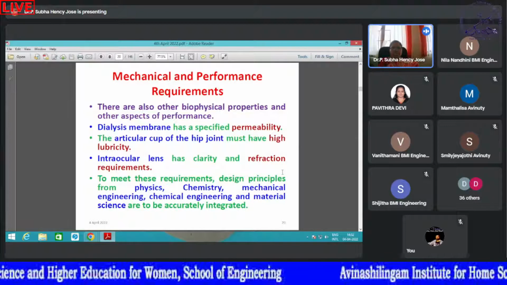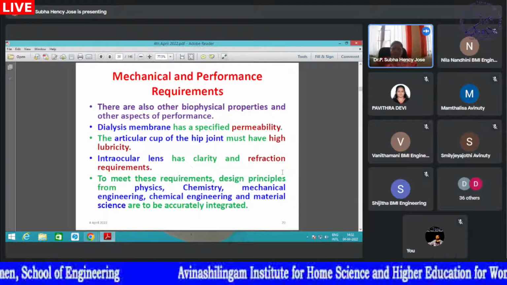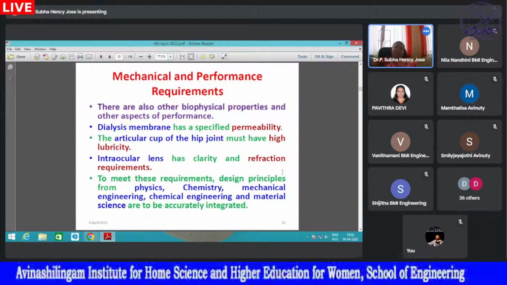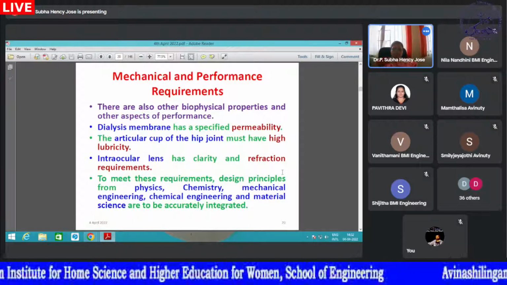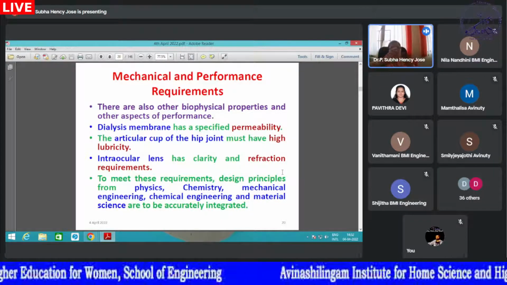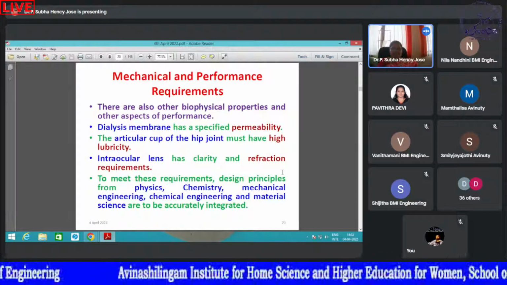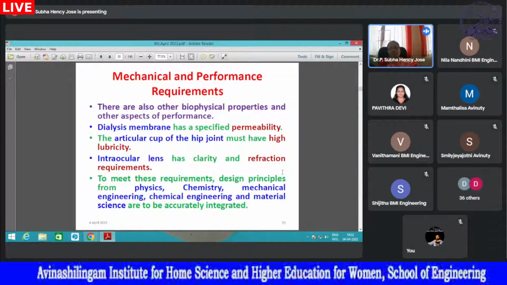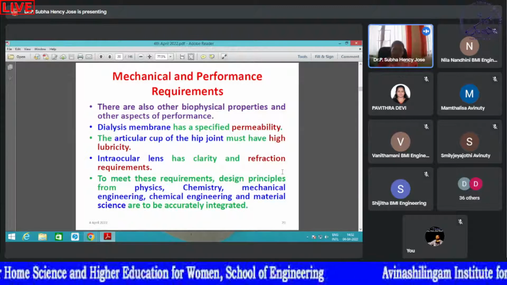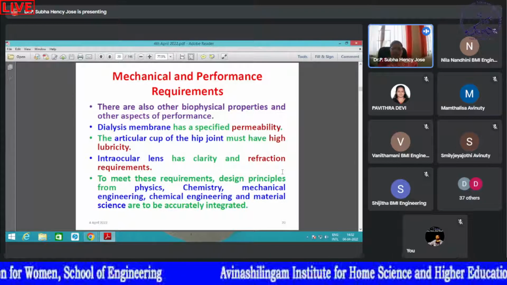The next one is the articulation cup of the hip joint. For example, assume that you have a fracture in your hip and it is replaced by a biomaterial. In that hip, there should be proper lubricity, then only will those joints not glide against each other, and there will not be any pain. Otherwise, it will create pain. And the intraocular lens also has clarity as well as refraction requirements. The permanent lens will be placed, so there are certain requirements for all these things.